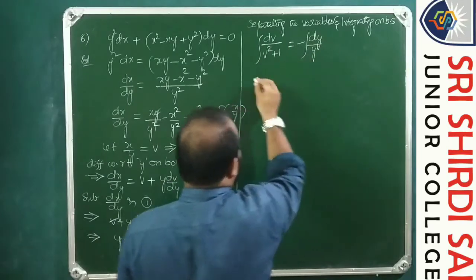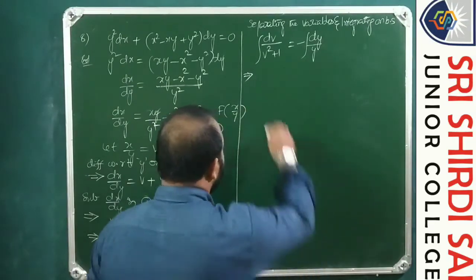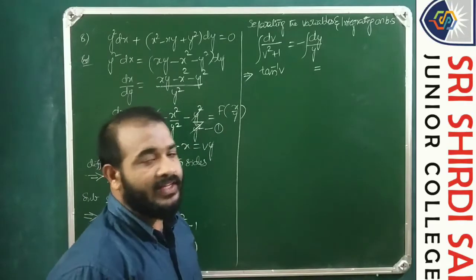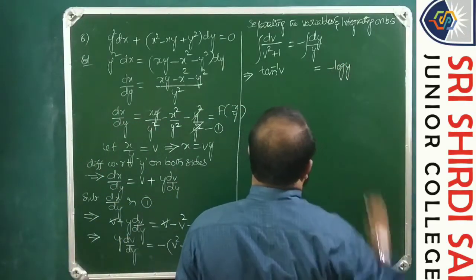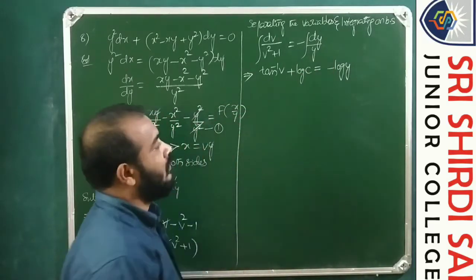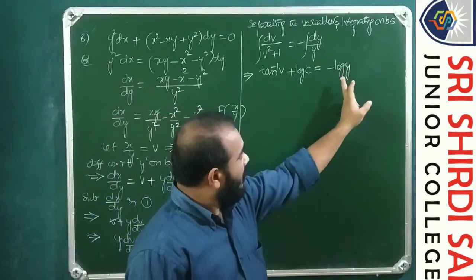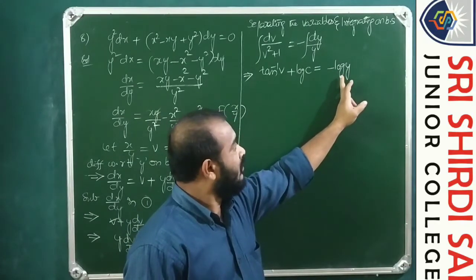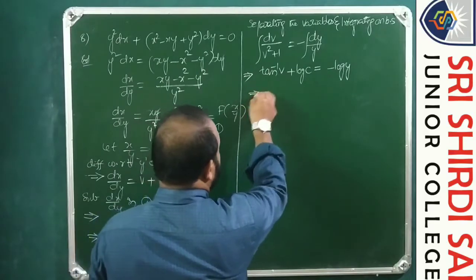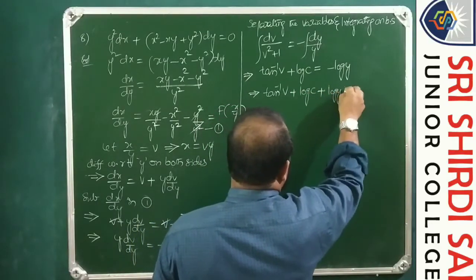Now integrating on both sides, integral of 1 by (x square plus 1) dx is tan inverse x. Here this is tan inverse v is equals to integral of minus 1 by y dy, which is minus log y, plus the constant of integration. The constant of integration c will be added on either side, and since it is in the form of log, I have taken log c and added it on the LHS. So this is equals to tan inverse v plus log c plus log y equals to 0.